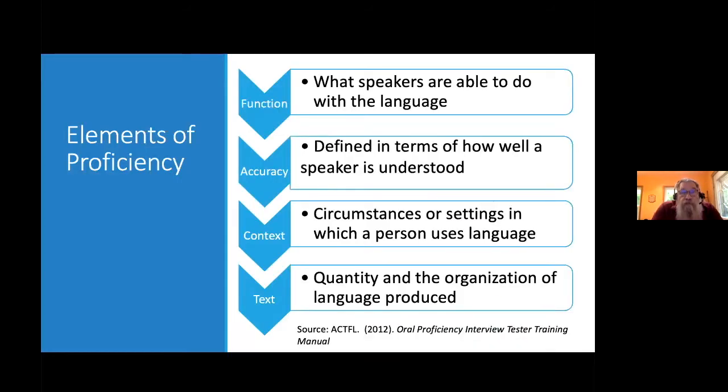There are 4 elements to proficiency, and they can be represented by the acronym FACT. F for function, what speakers are able to do with the language. A for accuracy, accuracy defined in terms of how well a speaker is understood.